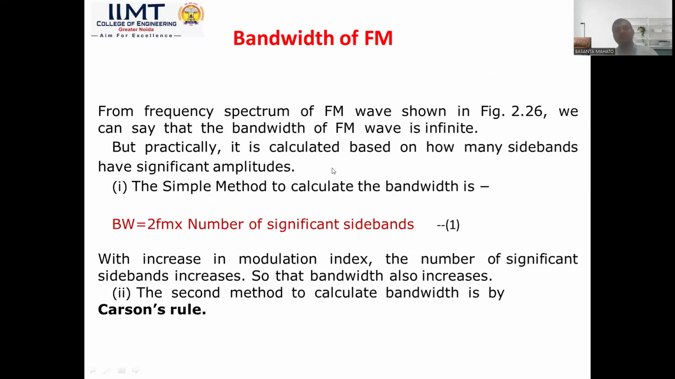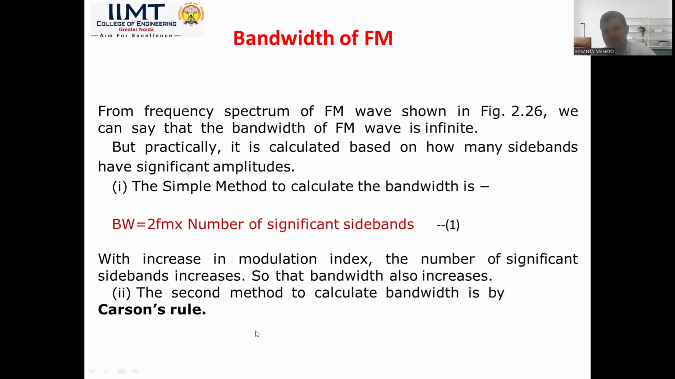What is the bandwidth? From the frequency spectrum of the FM wave in the figure itself, we can say that the bandwidth of an FM wave is infinite. But practically, it is calculated by how many sidebands have significant amplitude. Those will come under the band. The simplest formula is bandwidth equals 2 times Fm maximum into the number of significant sidebands. With the increase in modulation index, the number of significant sidebands increases, so the bandwidth also increases.